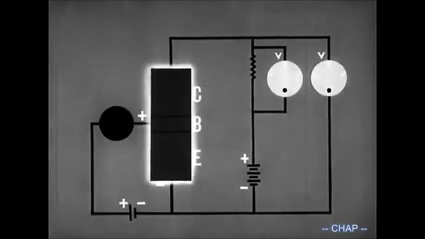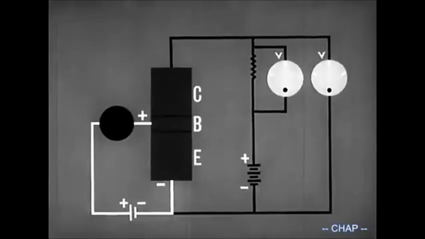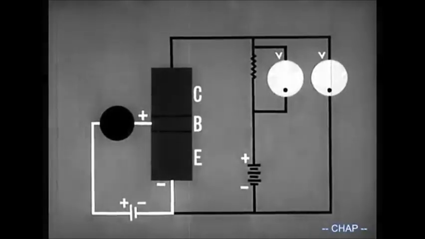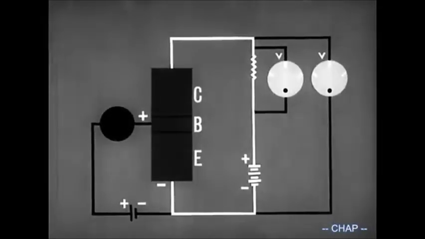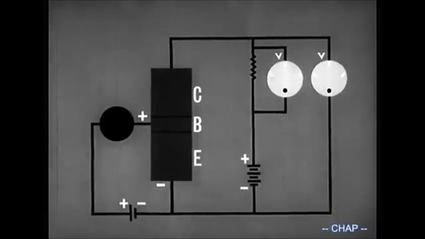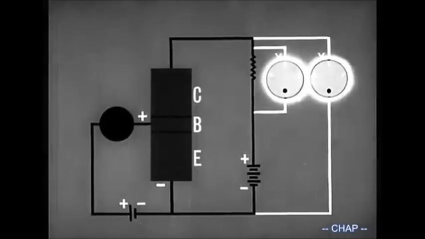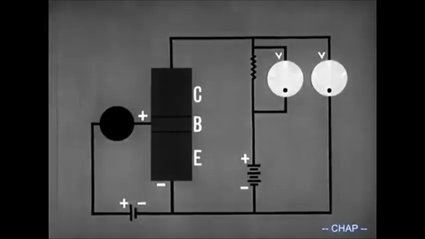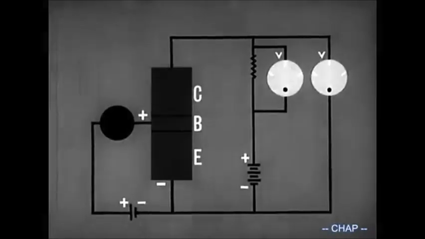It consists of a transistor, a forward bias voltage circuit, and a collector voltage circuit, including a load resistor. The input signal is fed into the forward bias circuit. Voltmeters have been added to indicate changes in voltage. During the positive alternation of the input signal, the forward bias first increases, then decreases back to normal.